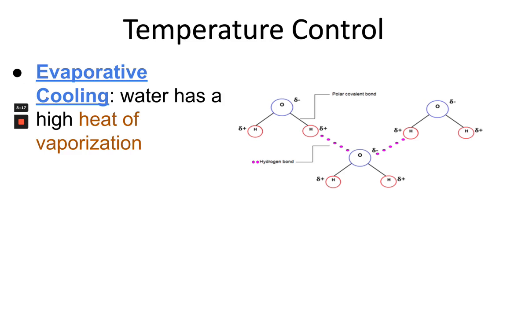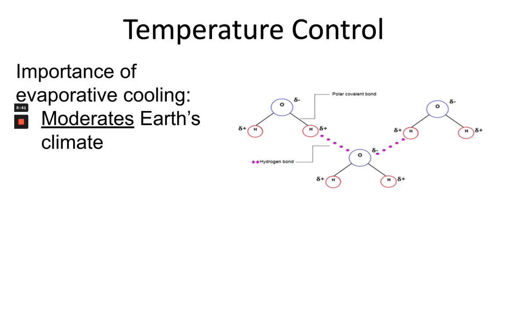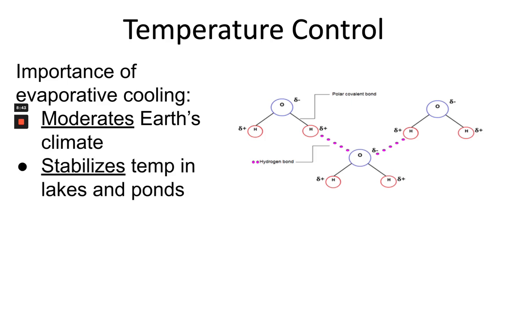The other side to temperature control as far as the properties of water go is something called evaporative cooling. And so this is that high heat of vaporization. Molecules with the highest kinetic energy are going to leave as a gas. Okay, so you're literally vaporizing, or going from a liquid to a gas, with evaporative cooling. And so why is this important? This is how the Earth moderates its entire climate.